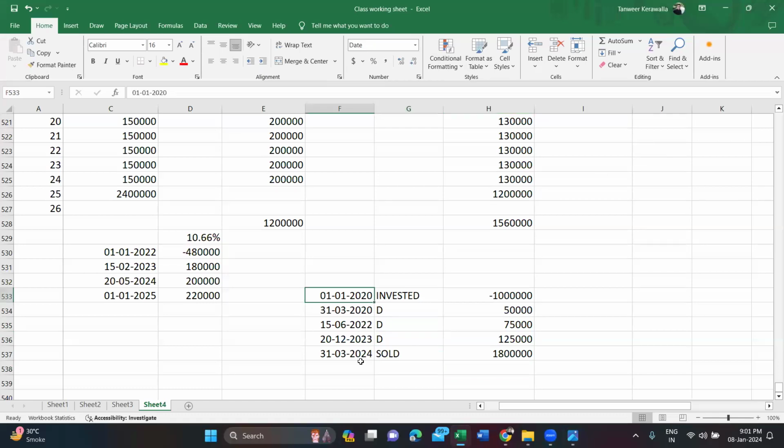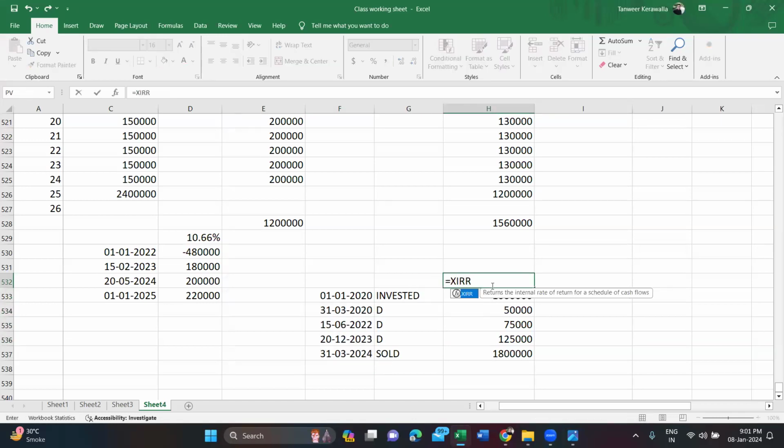For 4 years he stayed invested, then he sold it for 18 lakhs. So what is the XIRR? You see, XIRR can be over multiple years, because the dates are there. You don't care whether it's a monthly difference or yearly difference. Dates should be there, that's it. Monthly or yearly doesn't make a difference here, because it all goes as per the dates available.